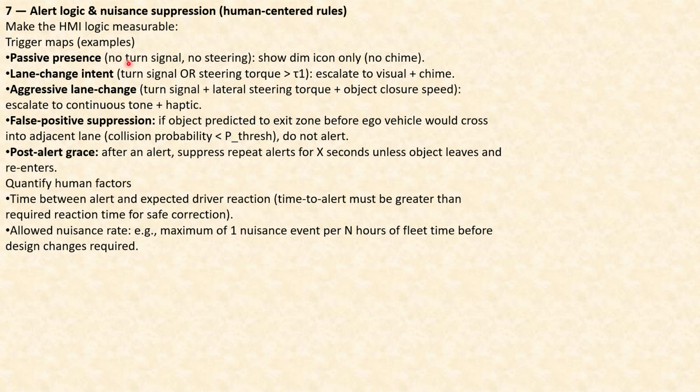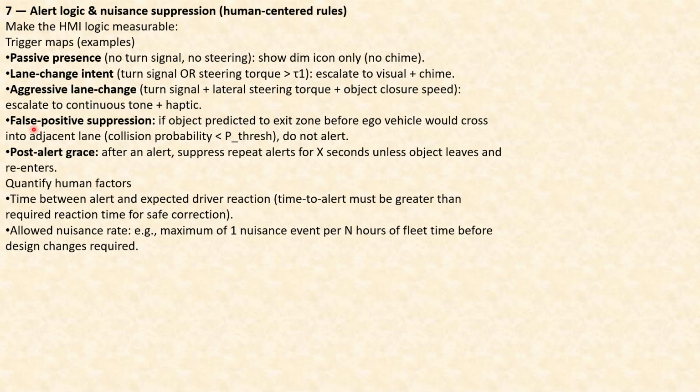First, passive presence: no turn signal, no steering, show dim icon only, no chime. Lane change intent: turn signal, or steering torque greater than tau 1. It can be a value depending upon the steering torque, so many Newton meter. Escalate to visual plus chime. Aggressive lane change: turn signal plus lateral steering torque plus object closure speed, escalate to continuous tone plus haptic.